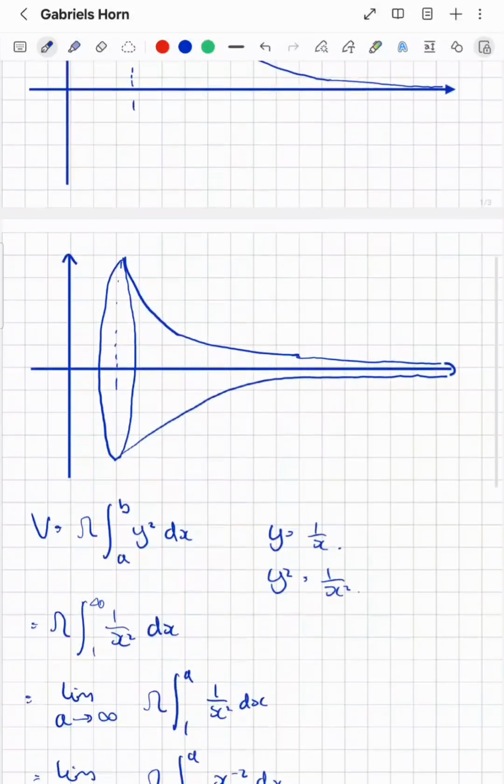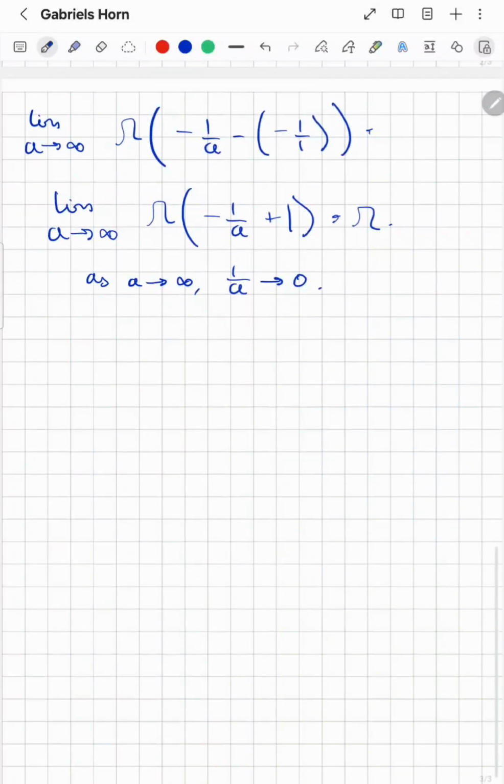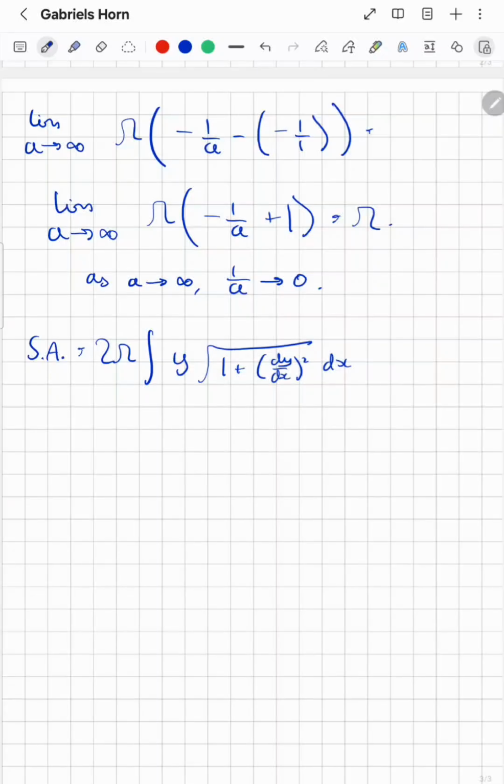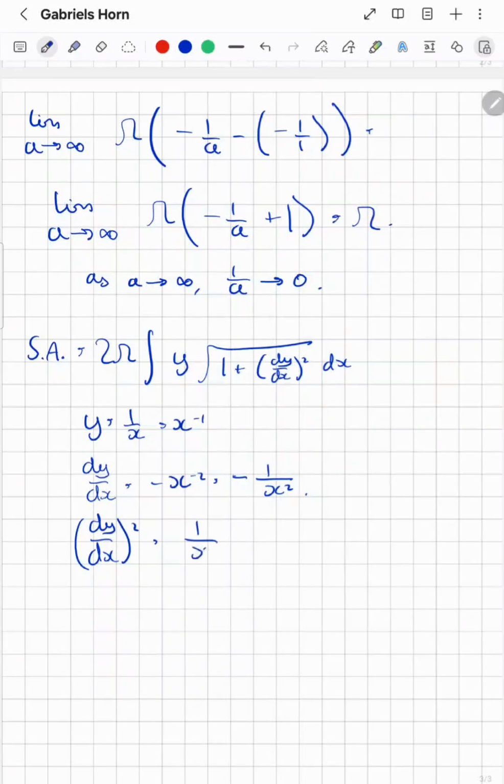Let's look at the surface area of revolution. When I'm talking about the surface area, I'm talking about the surface area all the way around. So the surface area of revolution is equal to 2 pi multiplied by the integral of y multiplied by square root of 1 plus dy by dx whole squared with respect to x. So y is equal to 1 over x, which is x to the minus 1. dy by dx is equal to minus x to the minus 2, which is minus 1 over x squared. dy by dx whole squared is equal to 1 over x to the 4.